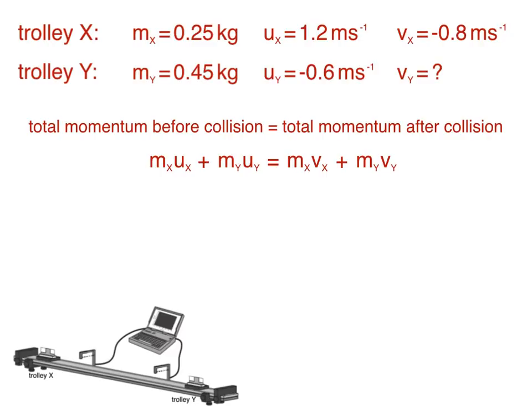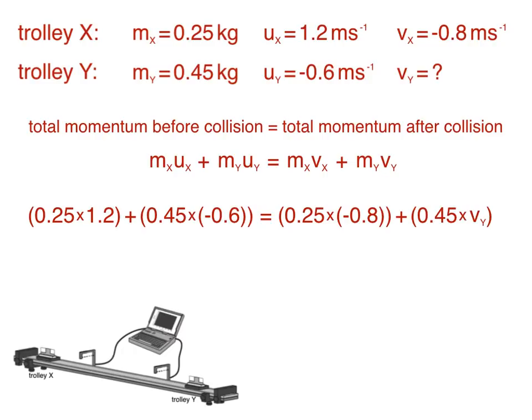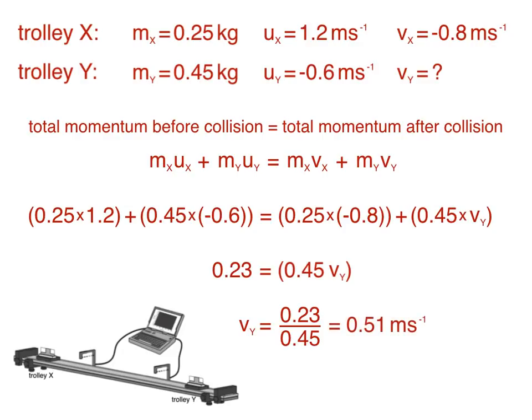Now we can substitute our values into this equation, like so. If we multiply each term in brackets, we get this. Adding 0.2 to both sides, we get 0.3 plus negative 0.27 plus 0.2 is equal to 0.45 VY. Adding the numbers on the left-hand side gives us 0.23 is equal to 0.45 VY. To find our answer, all we have to do is divide both sides by 0.45. So VY is equal to 0.23 divided by 0.45, which equals 0.51 meters per second.